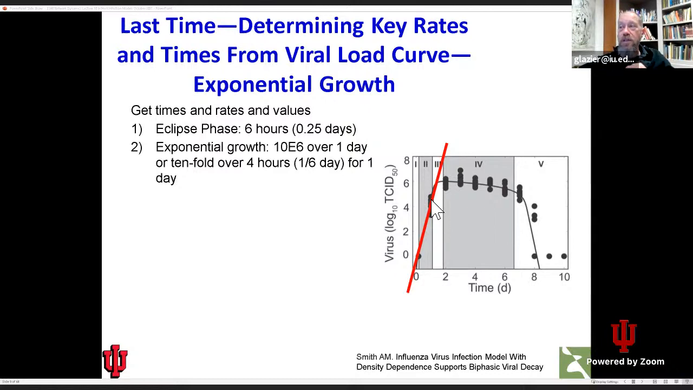Her point actually is that 10 to the fourth is a little bit early. She'd say that the data peaks here at this maximum in zone 3, and for her, that's 10 to the sixth. So she'd say it goes up by a factor of 10 to the sixth in a day, which means the amount of virus goes up tenfold over 4 hours. I was saying that it goes up tenfold over 6 hours. That doesn't sound like a big difference, but when you have exponential growth, the result is huge because the amount of virus you get will differ by a factor of 100.